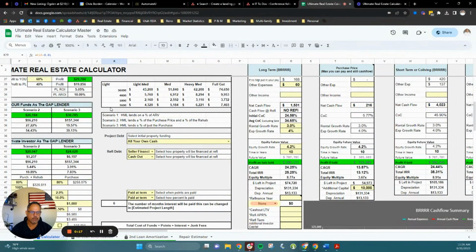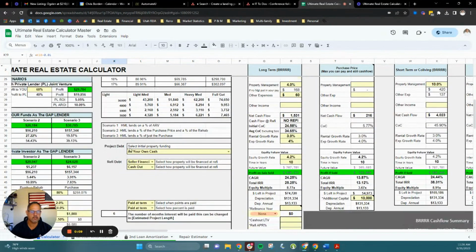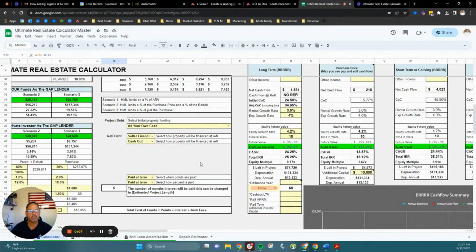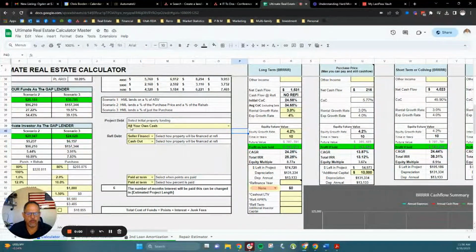You can, for the most part, ignore this section. Basically, it's helping calculate out the renovation cost for the particular property. So what we want to pay attention to is anything with a yellow. So these yellows all have drop downs. What we really want to pay attention to is the sections that we have in yellow.